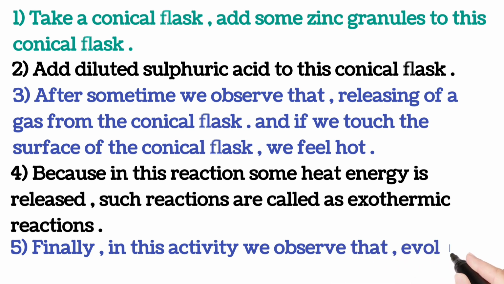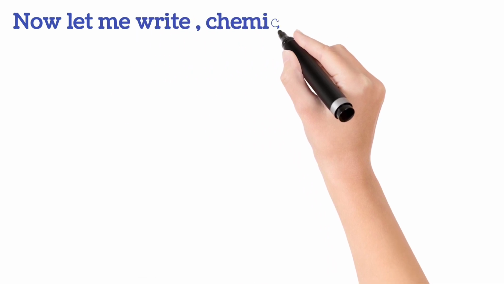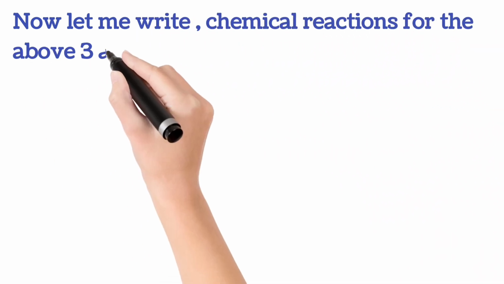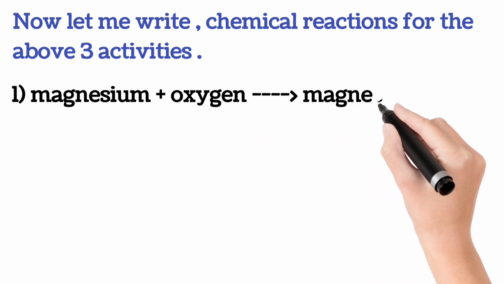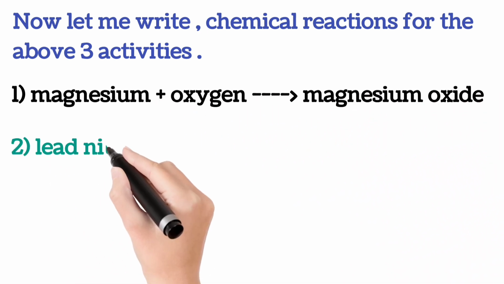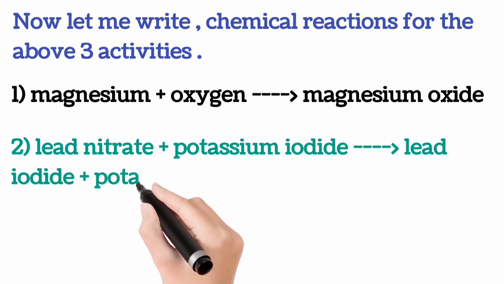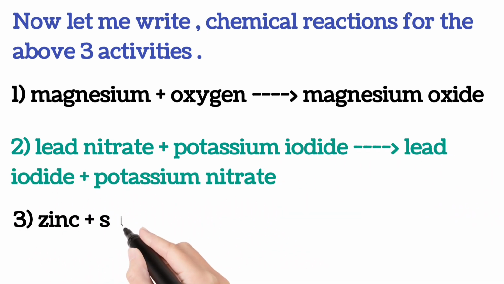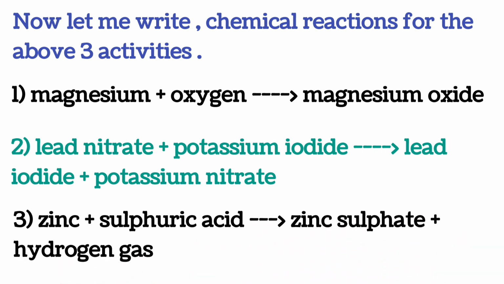From the above three activities, we conclude that change in state, change in color, evolution of a gas and change in temperature are the indications of a chemical change. Now let me write chemical reactions for the above three activities. 1. Magnesium plus oxygen gives rise to magnesium oxide. 2. Lead nitrate plus potassium iodide gives rise to lead iodide and potassium nitrate. 3. Zinc plus sulfuric acid gives rise to zinc sulfate and hydrogen gas.